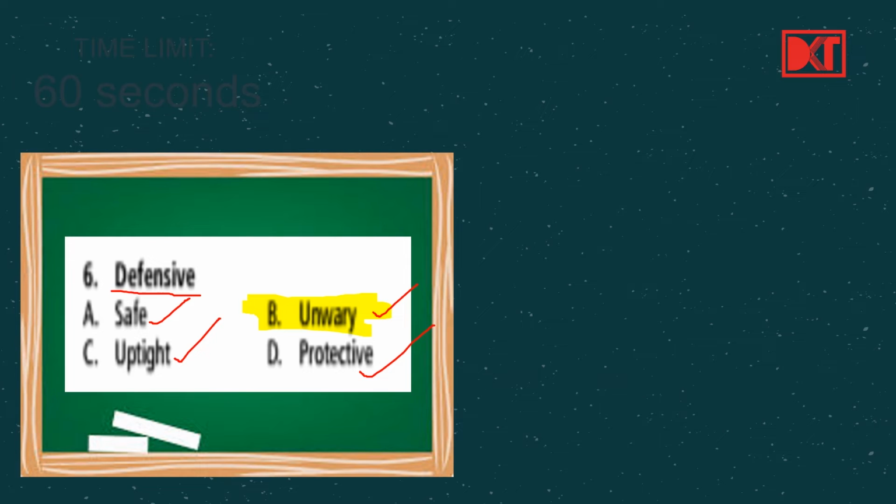Now defensive means being protective about something or someone, defending it, giving arguments for it. Whereas unwary could refer to not being wary of it, in the sense of not paying attention to it, or not defending it. That's the antonym. For the rest of the words, like safe, it can be said to be a synonym. Uptight, again, being uptight and defensive about it, can be a synonym as well. D. Protective is a straightforward synonym as well. Alright.